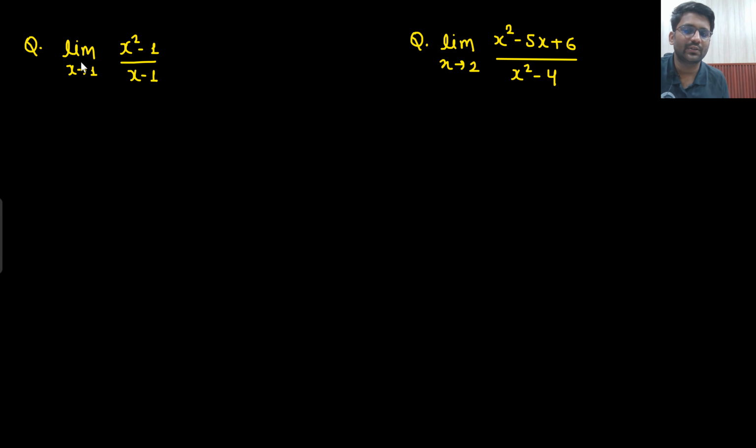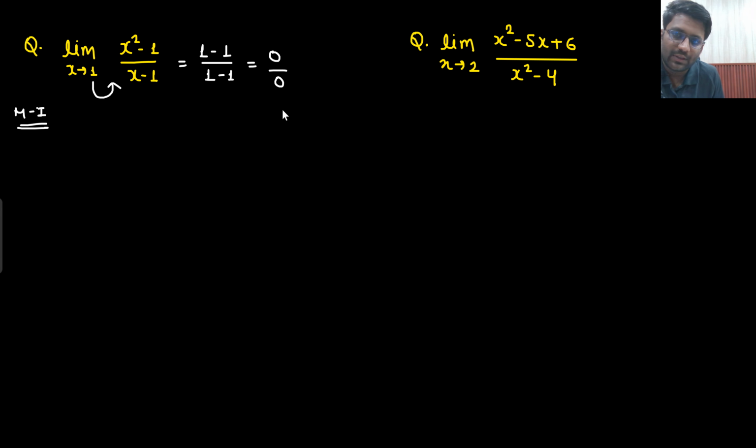Limit x tending to 1, x square minus 1 upon x minus 1. This question we need to find out. So what some people will do, let's talk about method 1. They will directly put 1 here. So what are they getting? 1 square minus 1 divided by 1 minus 1. Sir, what form are we getting? 0 by 0, sir. Happy, sir? Why are you happy? Sir, I can apply the L'Hopital rule.